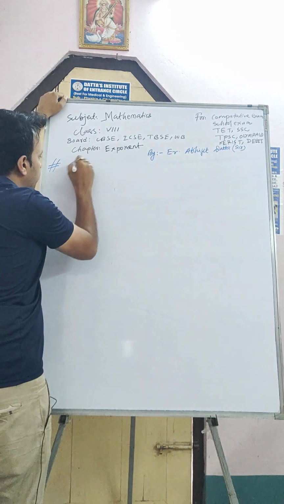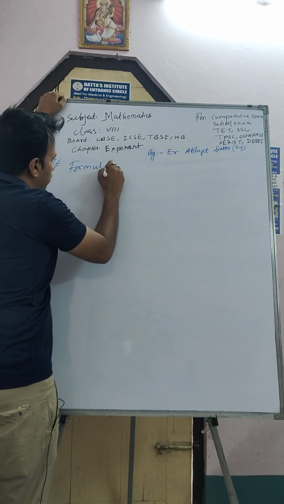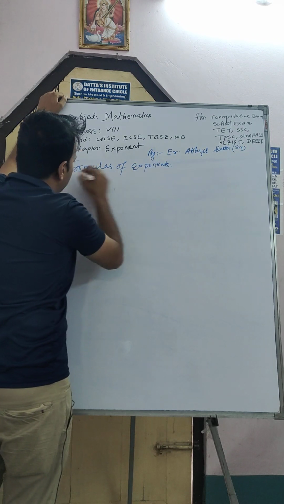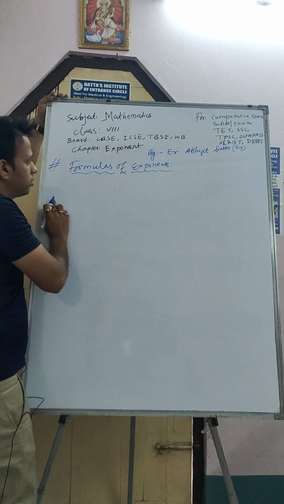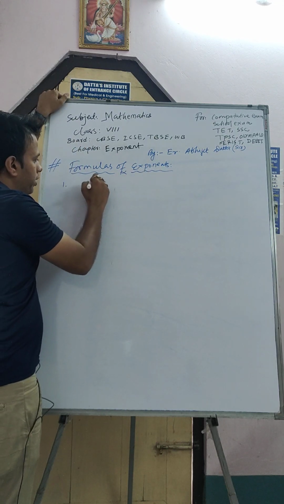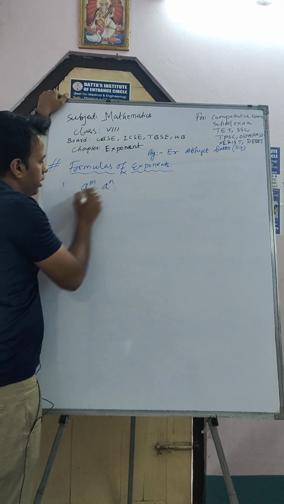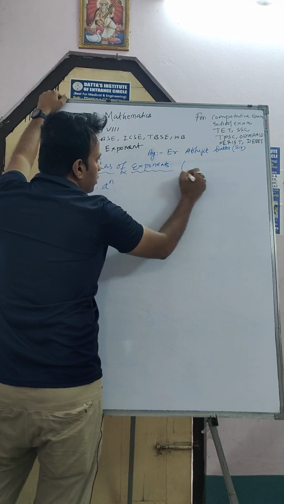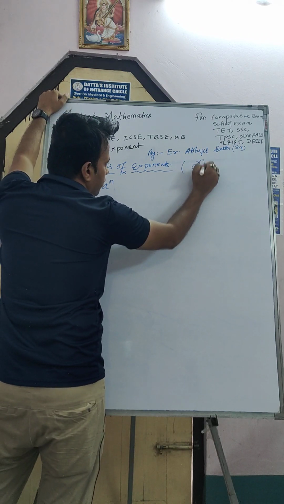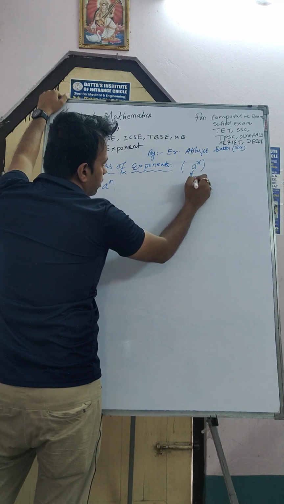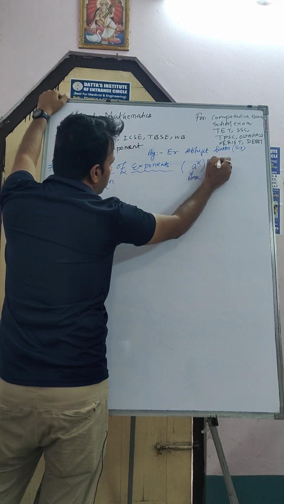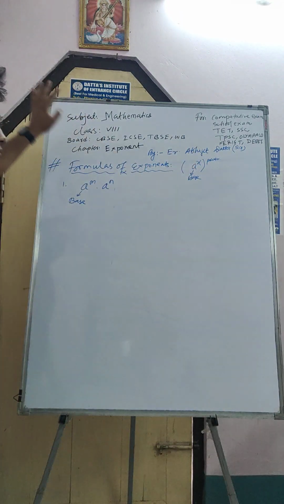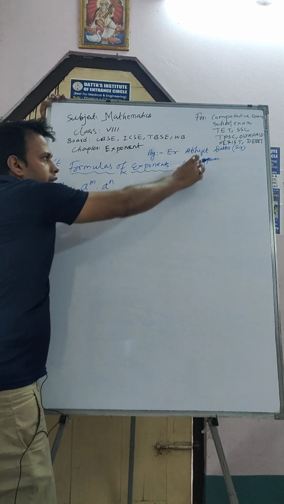So, formulas of exponent. What are the formulas of exponent? The first formula is a to the power m. In a to the power m and a to the power n, this one is known as the base. The exponent form is a to the power x, where this one is known as the base and this one is known as the power. The lower one is the base and the upper one is the power.